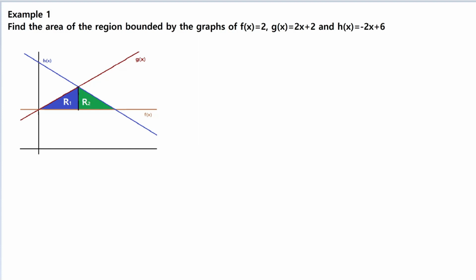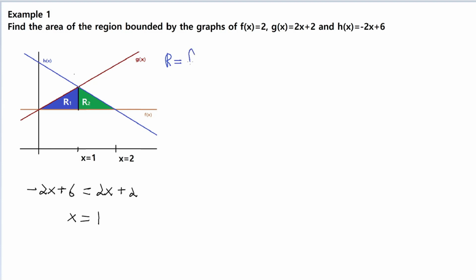So if you want to write an integral, we have to find where they intersect first. To find the intersection, we have to use a system of equations. So h of x is equal to negative 2x plus 6. This has to equal our g of x, which is 2x plus 2. If you solve the equation, you'll find that they intersect at x equals 1. Now we found out that h of x and g of x intersect at x equals 1. With a similar concept, we'll find that h of x and f of x will also intersect at x equals 2. Now let's find the blue area first.